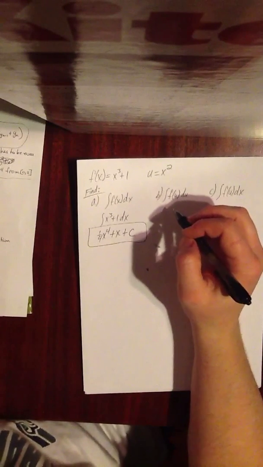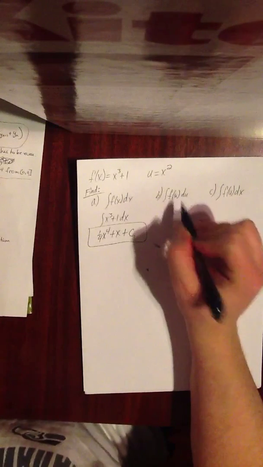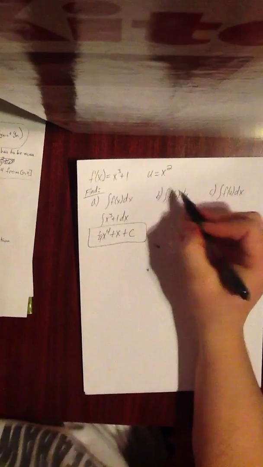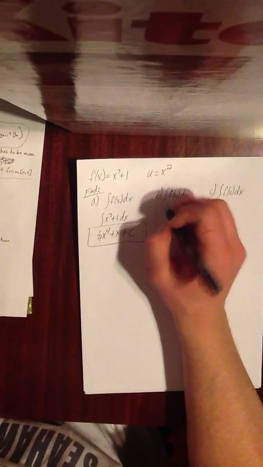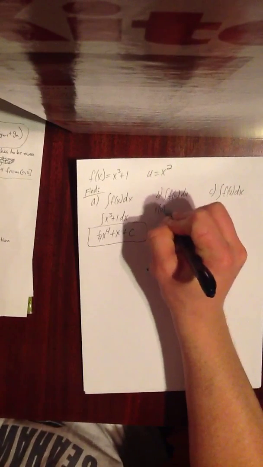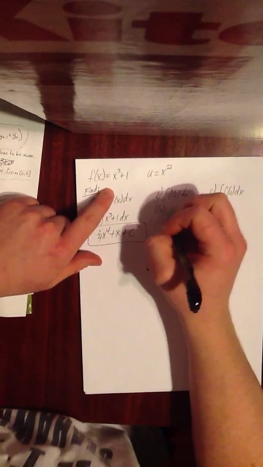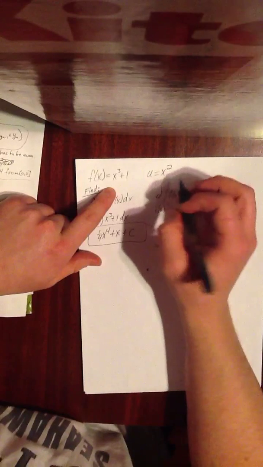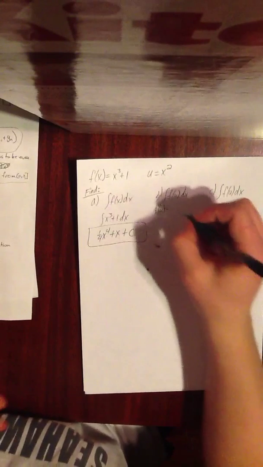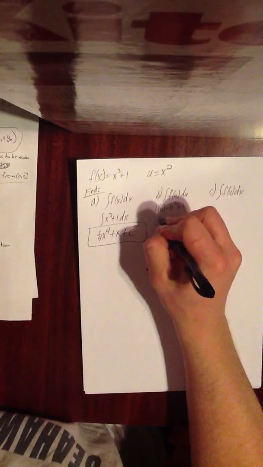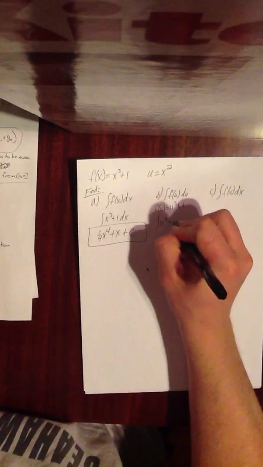This one's a little different. Integral of f of u. Well, first thing I need to figure out is what is f of u. I have no f of u up here. Well, you know f of x, you know what u equals. So f of u would be equal to taking u and plugging it in here. So f of u is u to the third plus 1, right? So basically I'm doing the integral of u to the third plus 1 du.